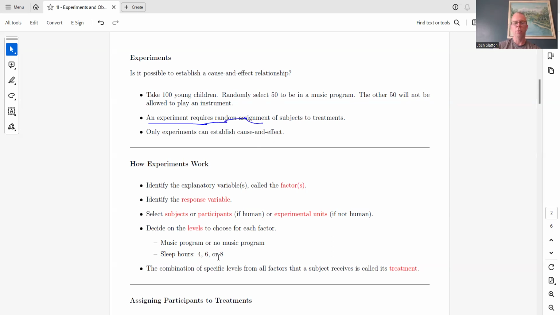So one treatment group would play an instrument and get 4 hours of sleep. Another treatment group would play an instrument and get 6 hours of sleep. Another would play an instrument and get 8 hours of sleep. And then we do the same thing with non-music assigned. They divide the non-music program into 3 more groups. We'd have 6 groups altogether.